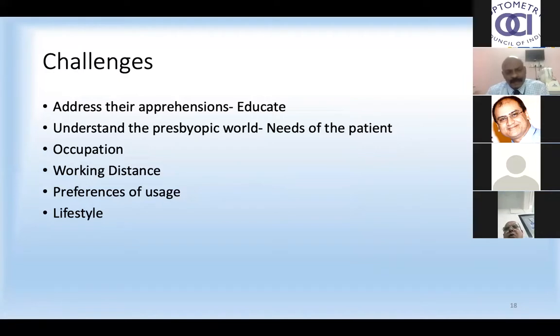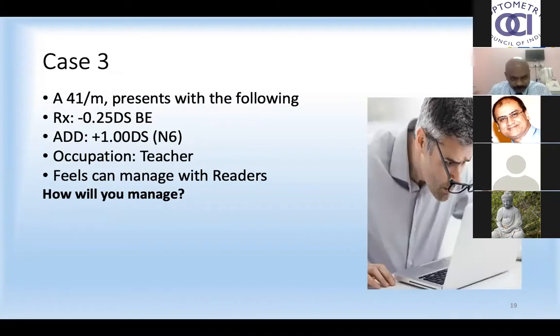So what are the challenges we have? We saw one challenge as handling the denial and the acceptance part. We saw another as understanding the presbyopic world. And there are more challenges, like occupation. What is the type of occupation the patient has? What is the working distance at which he uses the gadget? What is the preference of usage? At what distance, what type of gadgets, and how does he want to use them? What is the lifestyle of the person? Does he only sit indoors? Does he travel? Does he work in a cubicle? There are so many types of lifestyle. Does he travel a lot? Does he have a marketing profile? Does he have to look at different people? Does he have to paint? So there are quite a few challenges. There is a lot of information that has to be deciphered before you can actually provide a presbyopic solution. Let's take one more case.